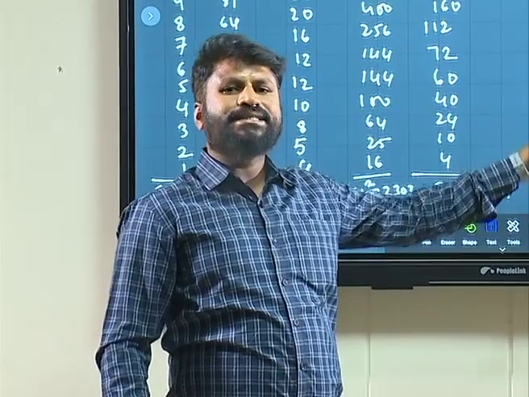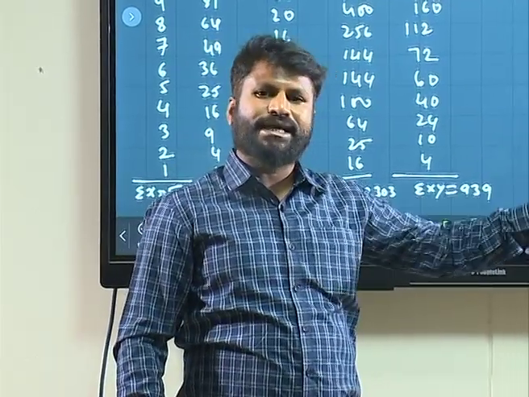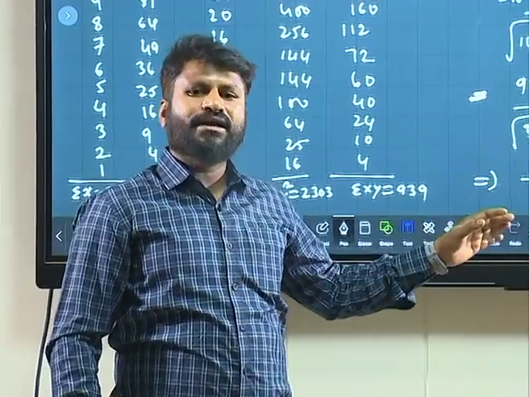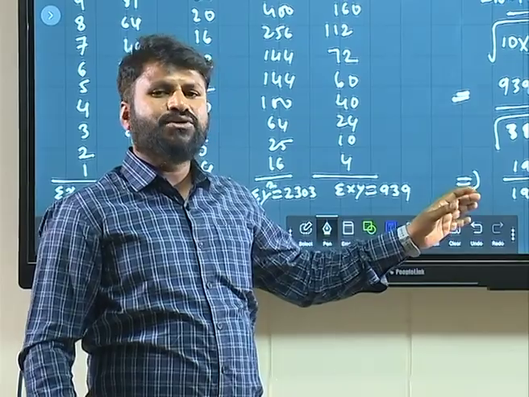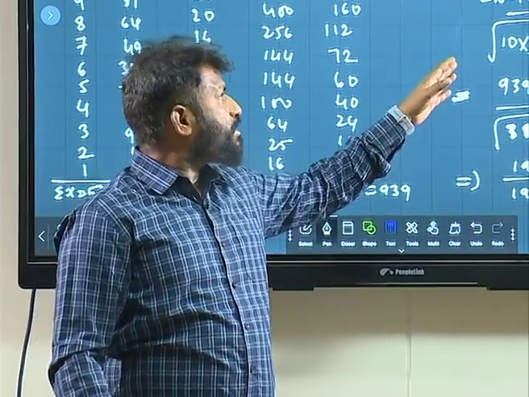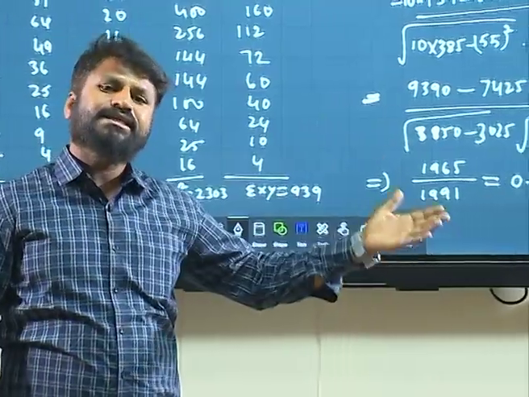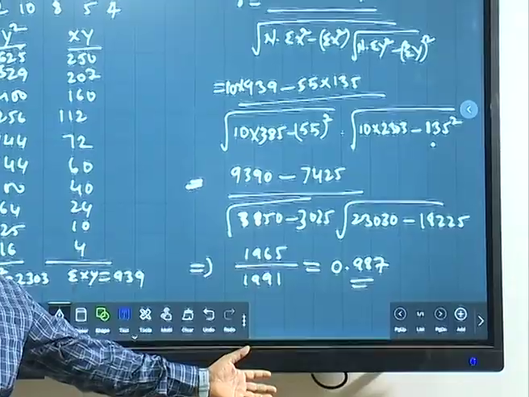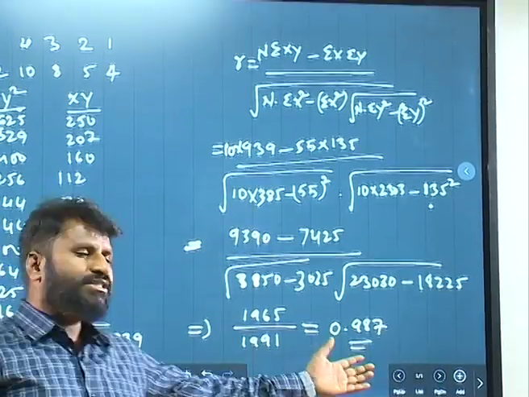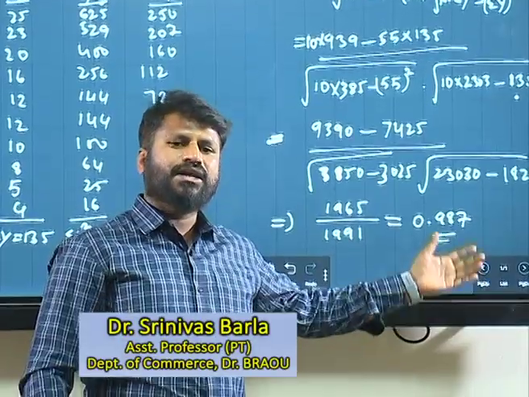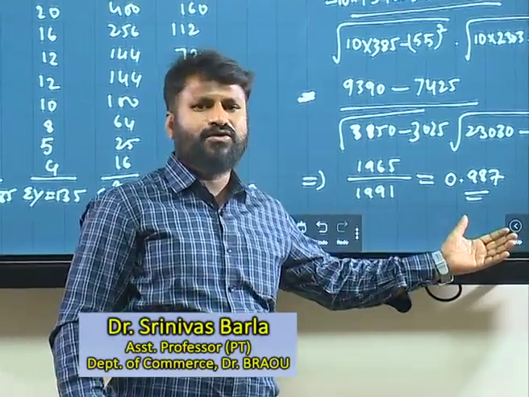The formula is n into sigma xy minus sigma x into sigma y, divided by the root of n into sigma x square minus sigma x whole square. Similarly, the y series also we have to calculate. Just substitute the values and you will get the r value. Based on this final result of r, whatever we did previously, the same method we are going to follow.